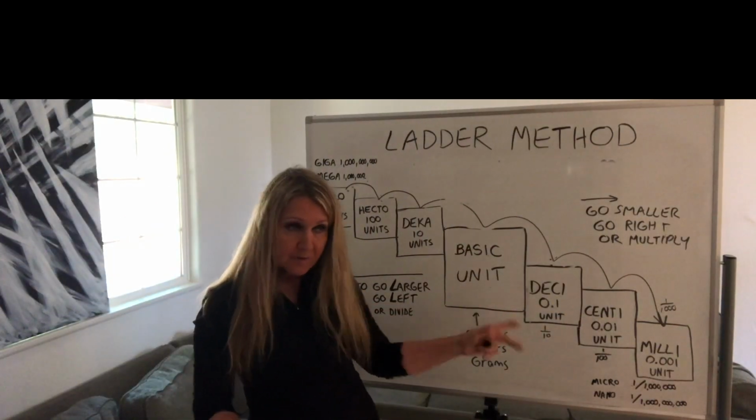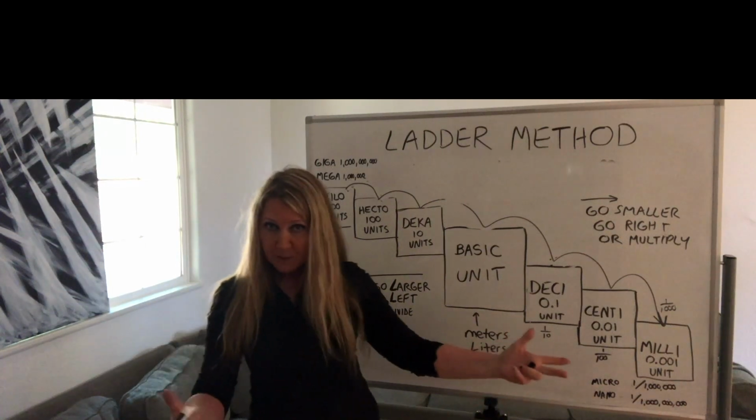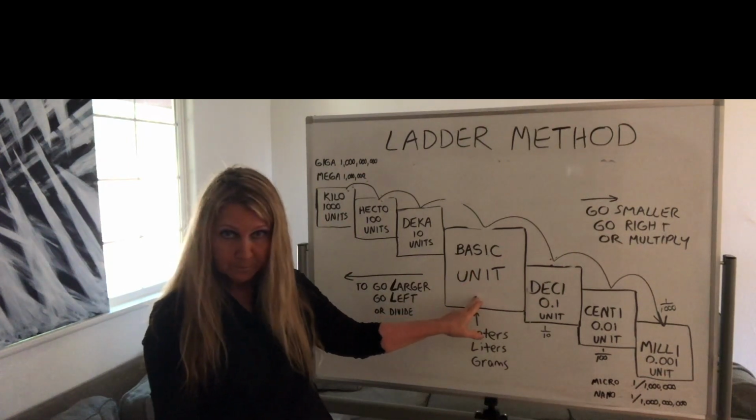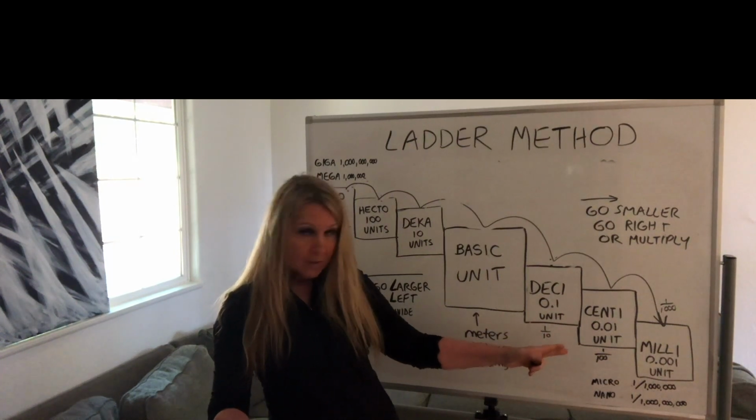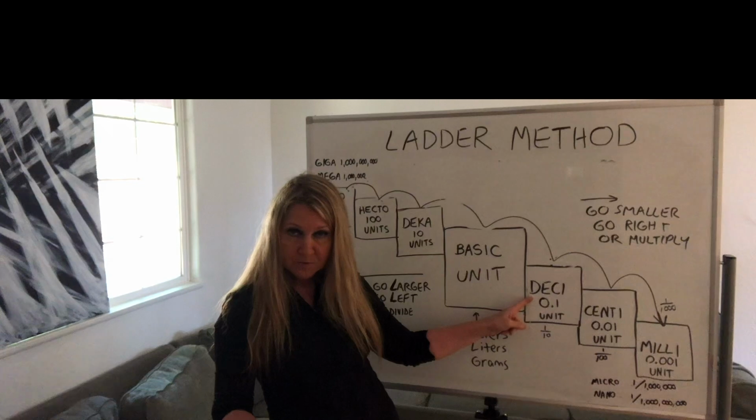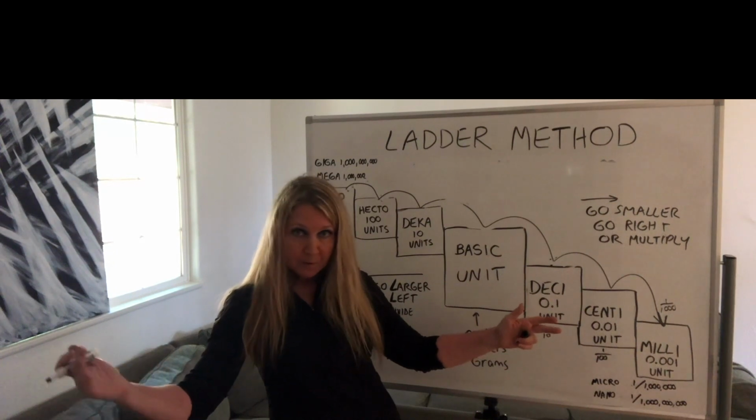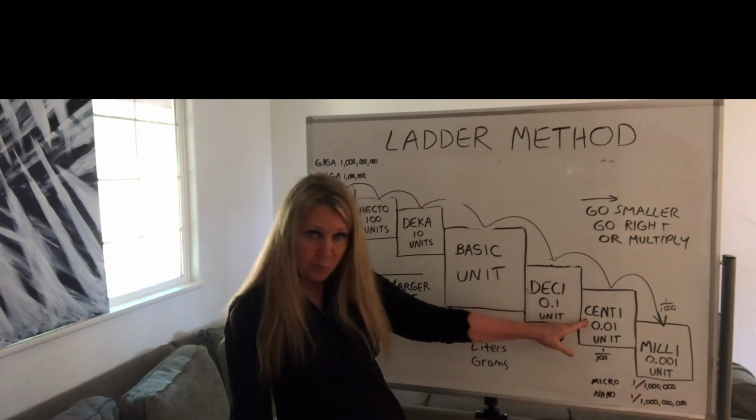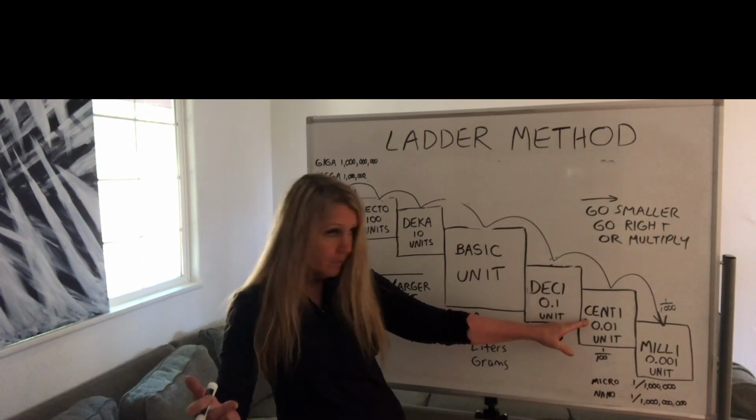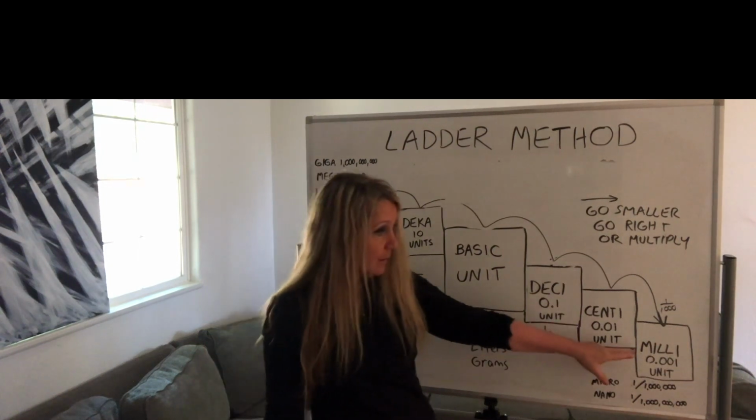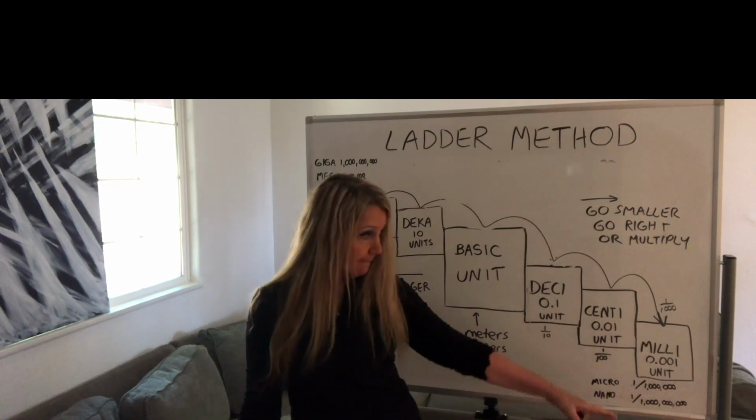the basic unit is either grams if I'm measuring mass, liters if I'm measuring volume, meters if I'm measuring length. That's the basic unit. If you're going to look at a tenth of that, we use the prefix deci. So decimeter, deciliter, decigram. That's a tenth of a gram, liter, or meter. Centi is 1/100th of a gram, meter, or liter. Milli is 1/1,000th of the meter, gram, or liter.